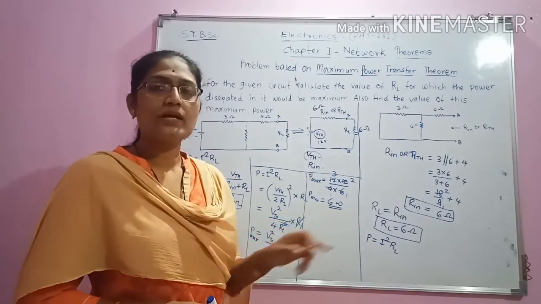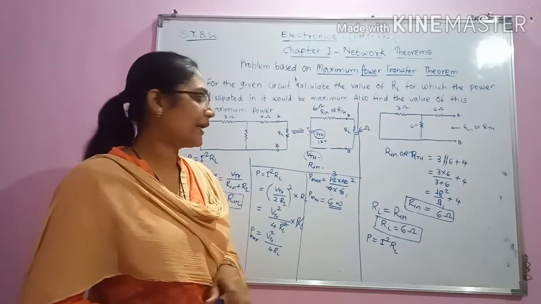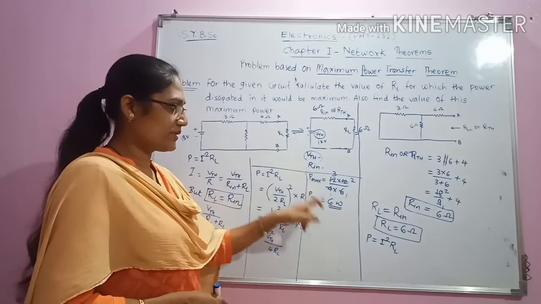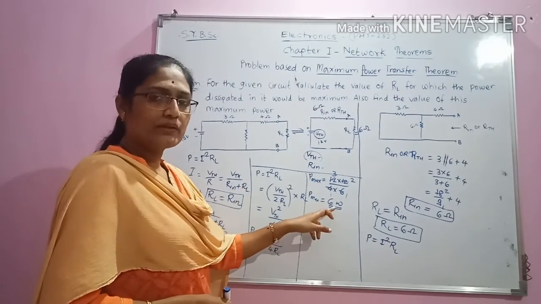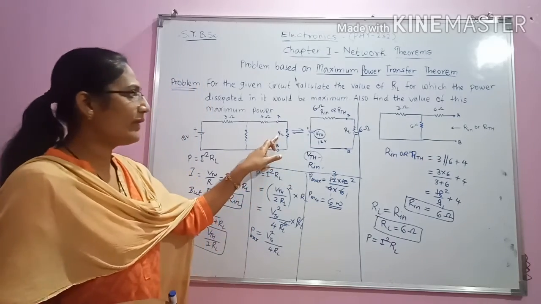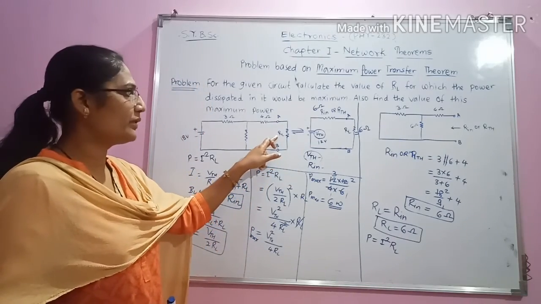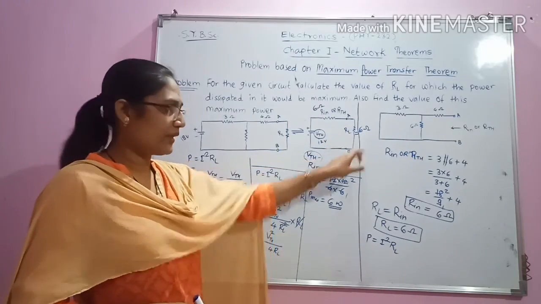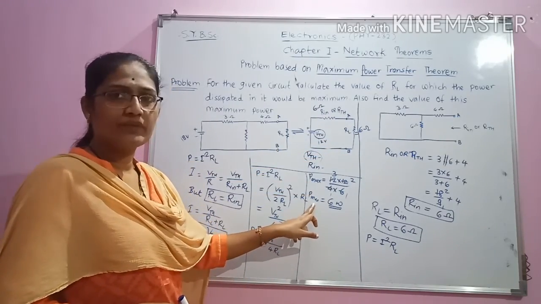It comes out as 6 watt. It means that the power dissipated across the load resistance is 6 watt, and this is the maximum power. If we keep the value of load resistance other than 6 ohm, then the power will be lesser.